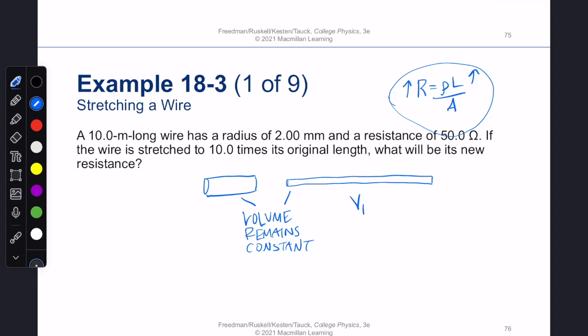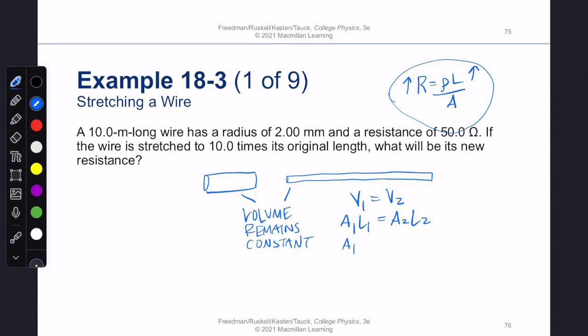That means that the volume of wire 1 is going to equal the volume of wire 2. And so what is the volume of wire 1? It's the cross-sectional area A1 times the length, which would equal the cross-sectional area A2 times the new length. And we know the relationship between L1 and L2. We were given that. So we can put that in here. L2 is 10 times L1 because we're increasing the length by 10 times its original length. And what I see is those L1s cancel off, and A1 is going to be 10 times A2, okay?